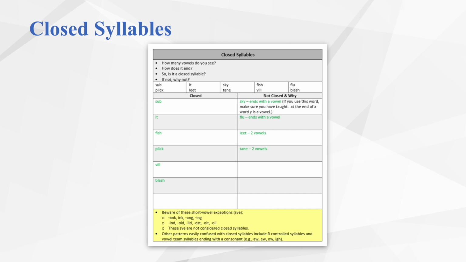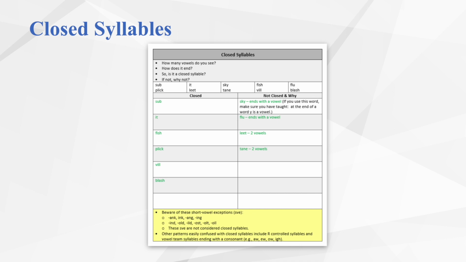Turning our attention to the box at the bottom of the screen, you'll see a mention of short vowel exceptions. We'll talk in more detail about short vowel exceptions in the days to come. The point with short vowel exceptions is they are not considered closed syllables. They look like closed, but if we think about the word B-A-N-K, it has one vowel and ends in a consonant. But does that vowel say ah?